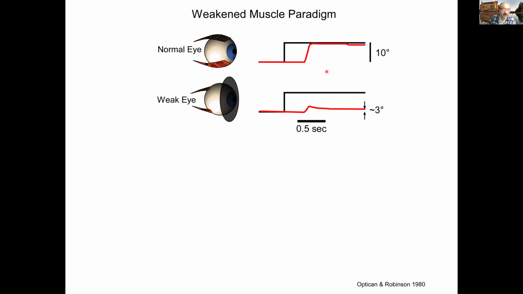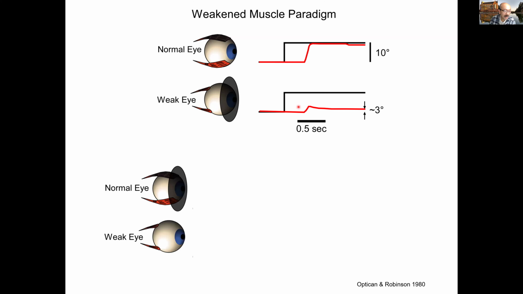So in response to the 10-degree target step, shown as a black step here, and the red is the eye, the normal eye reached the target with a single saccade. But the weak eye made maybe only about a third of that target amplitude. So now what happened if we switch the patching to the normal eye, and now the viewing eye is the weak eye.